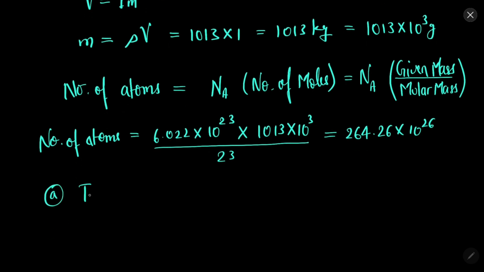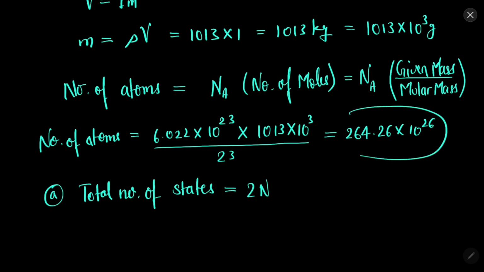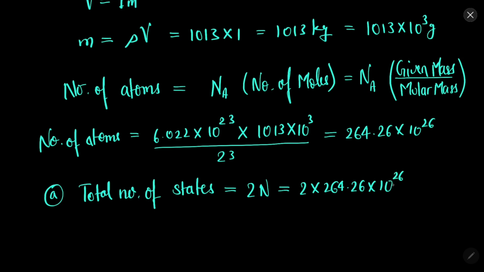So A part, total number of states. Total number of states are 2n, so it is always twice the number of atoms. So 2 into 264.26 into 10 to the power 26. So it will be 5.3 into 10 to the power 28.